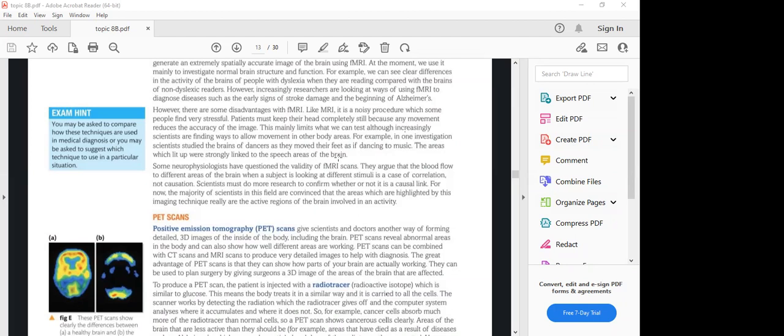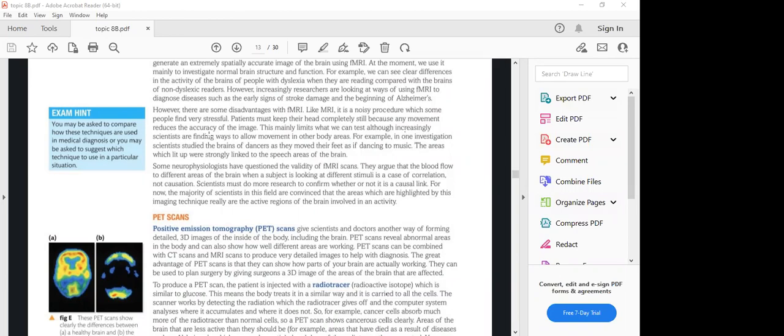Some neurophysiologists have questioned the validity of MRI scans. They argue that blood flow to different areas of the brain when subjects look at different stimuli is a matter of correlation, not causation. Scientists must do research to confirm whether or not there is a causal link. For now, the majority of scientists in the field are convinced that the areas highlighted by this imaging technique really are the active regions of the brain involved in the activity.